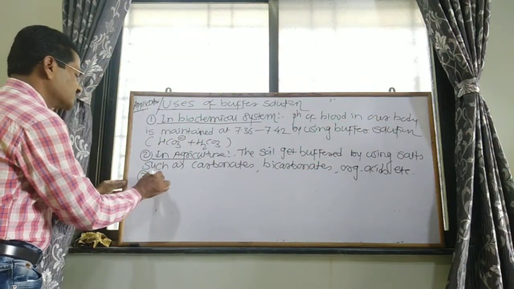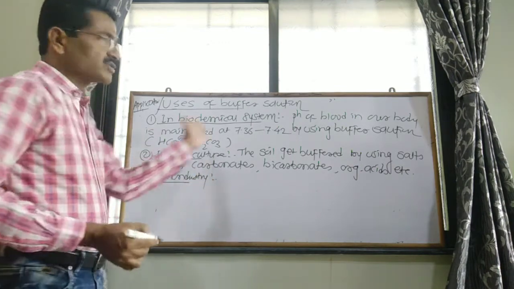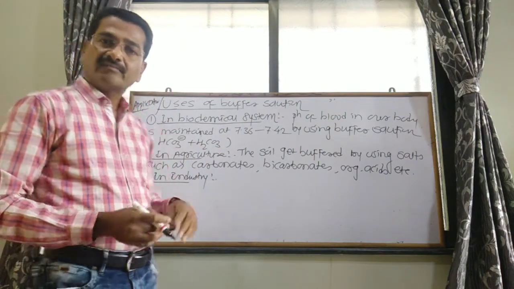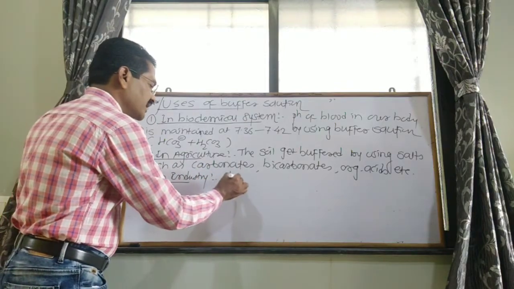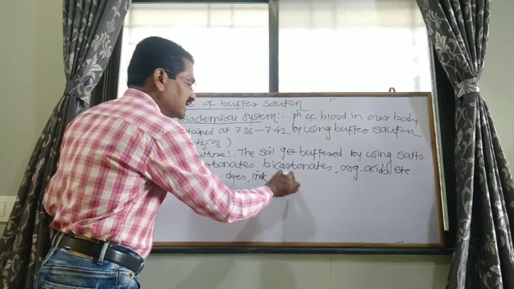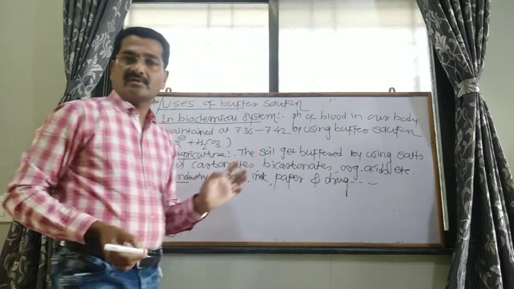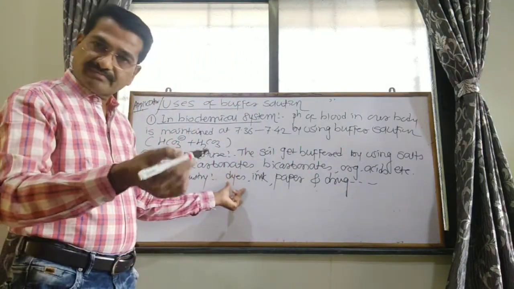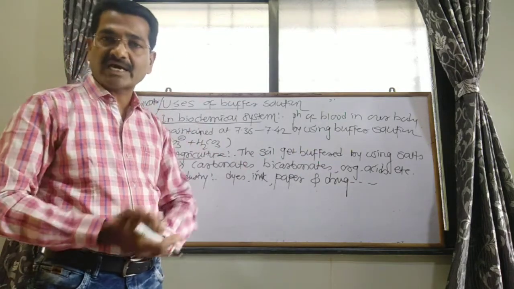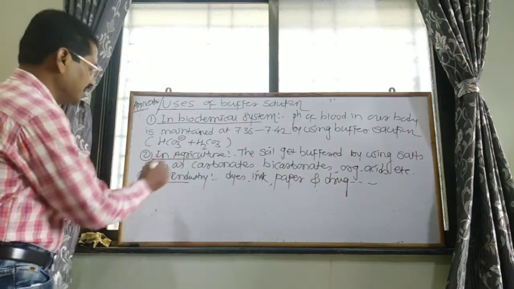Third, in industry. How to use buffer solution in industry? In industries, for making different dyes, inks, paper industries, and drug industries, buffer solutions are used to maintain the pH. That is the third use or application, in industry.